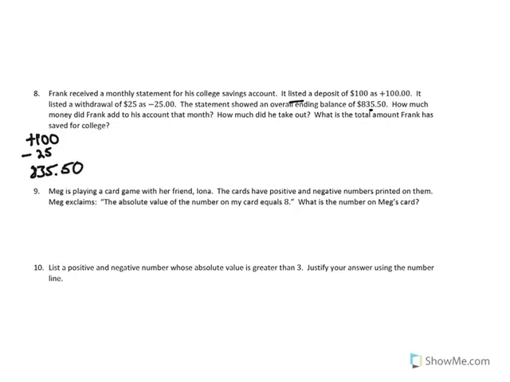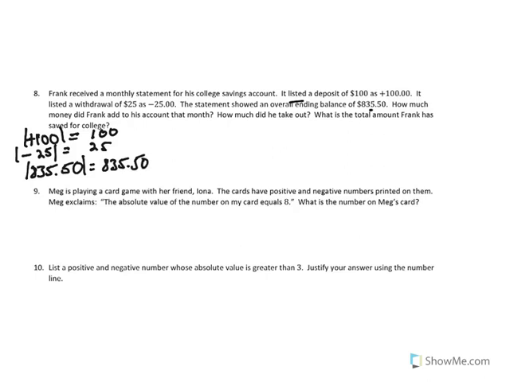So the first thing we're going to do is find the absolute value for each one of these integers. Sorry, rational numbers. We have a rational number here with 835.50. So the absolute value of 100 is 100. The absolute value of negative 25 is 25. And the absolute value of 835.50 is 835 and a half, or 50/100ths.